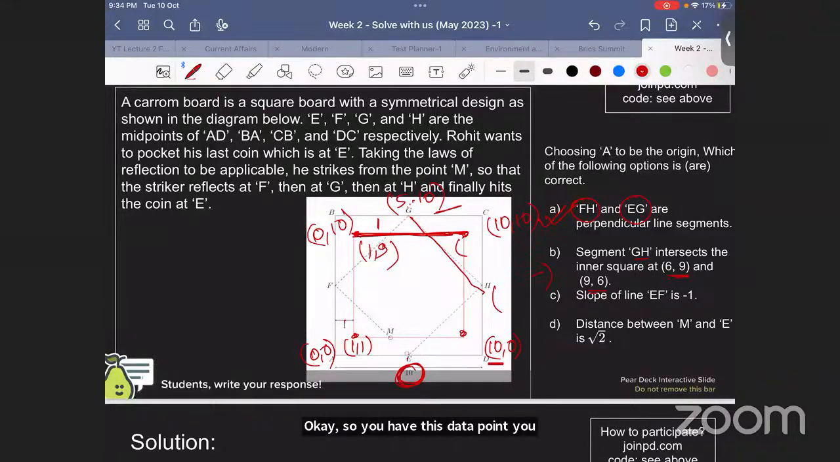You have the coordinate of this point. You have the coordinate of this point, right? You have the coordinate of this point also. You have the coordinate of this point. So you can get the equation of the straight line GH. Similarly, you can get the equation of this line also.